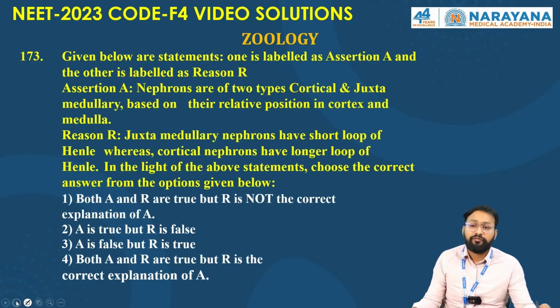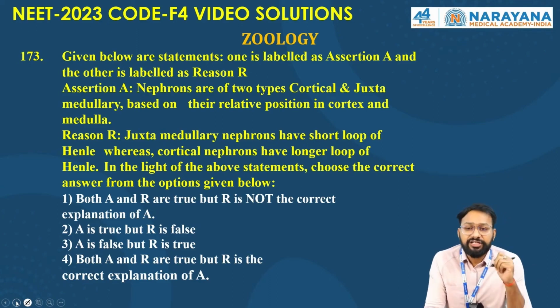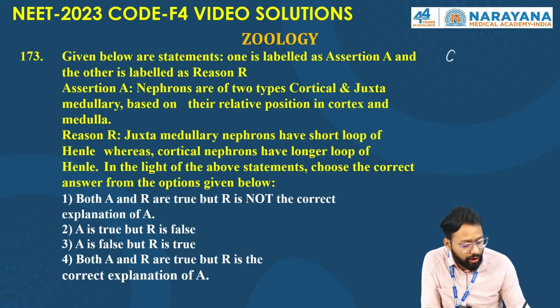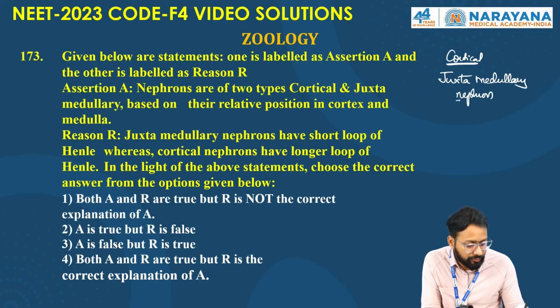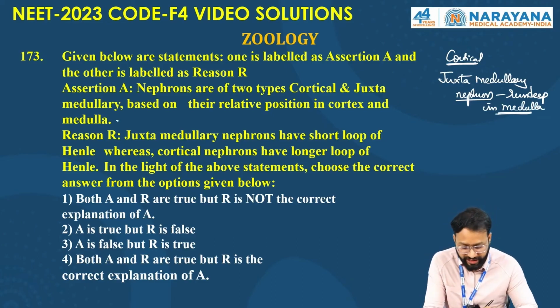Next, 173, again an assertion reason statement. Assertion is nephrons are of two types, cortical and juxtamedullary nephrons. It is based upon their position. So in the cortical region, cortical nephrons will be seen, and juxtamedullary nephrons run deep in medulla, in the medulla region of the kidneys. So the statement is correct.